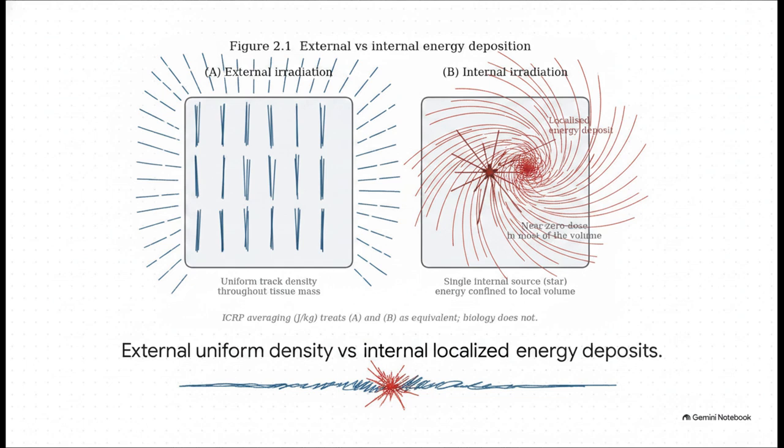The conventional model treats complex human tissue as quite literally a homogeneous bag of water. It takes these highly localized internal radioactive strikes and just averages them out across an entire organ. Think about it. If a particle of uranium is inside your body, emitting a localized track of extreme energy, the textbook argues that averaging that energy across your whole organ heavily dilutes the true localized damage. The real physics are happening at the nanometer scale, not the kilogram scale.